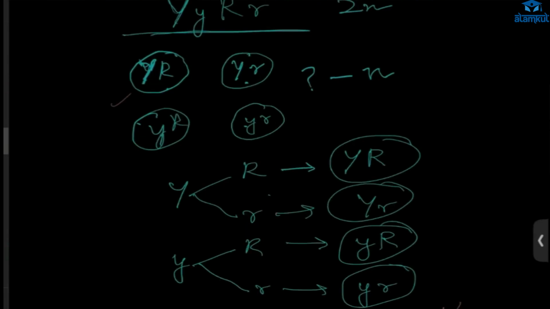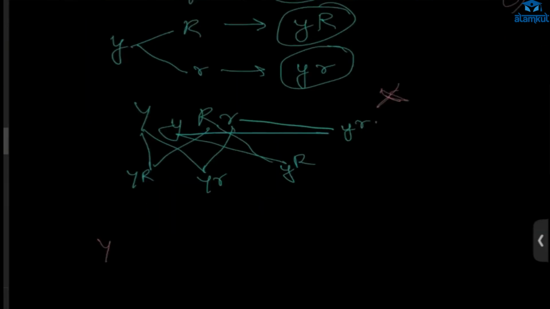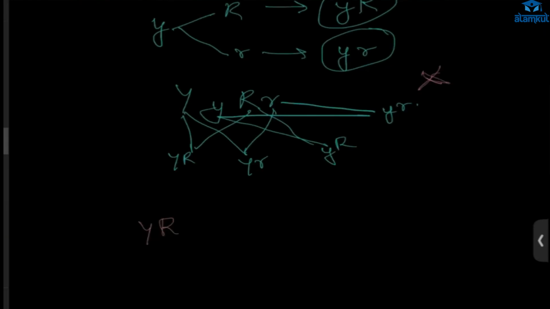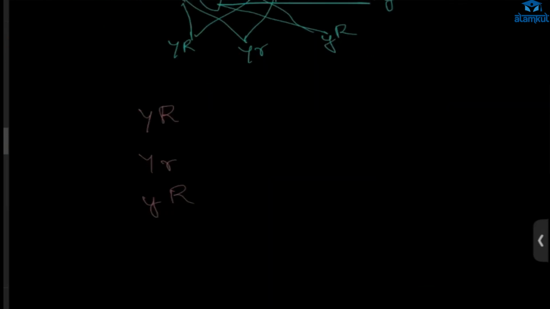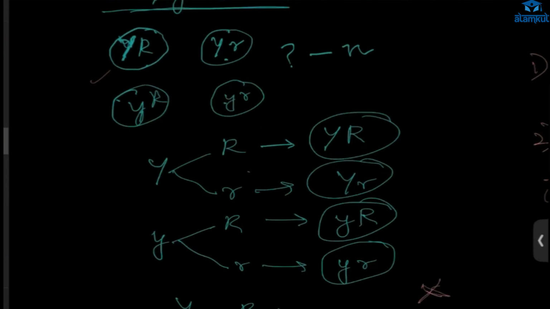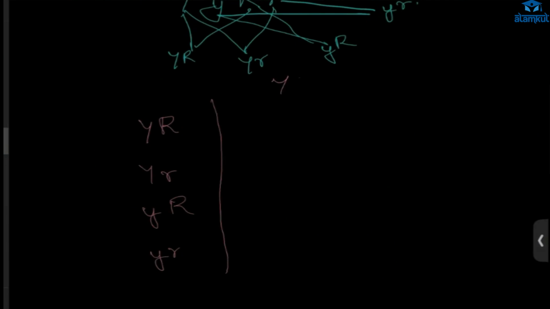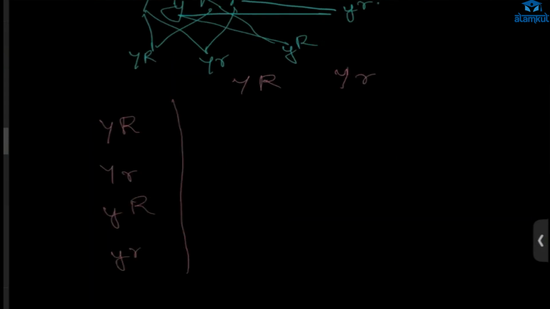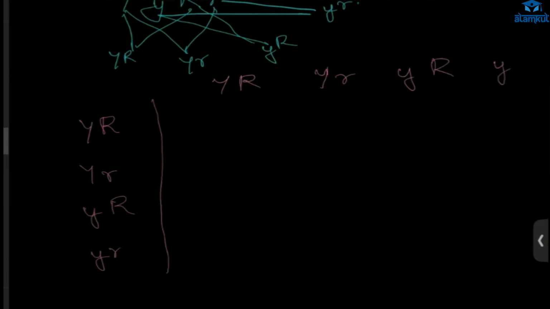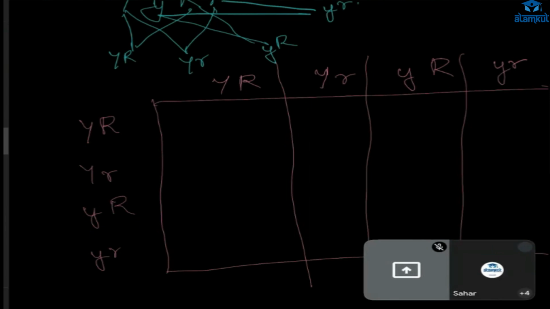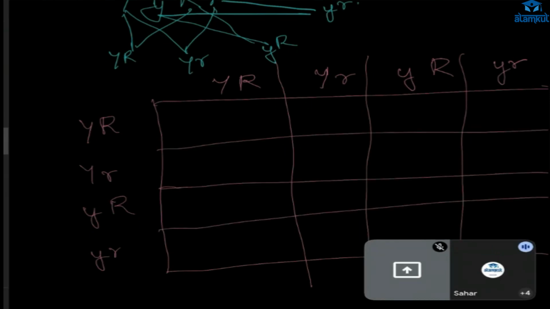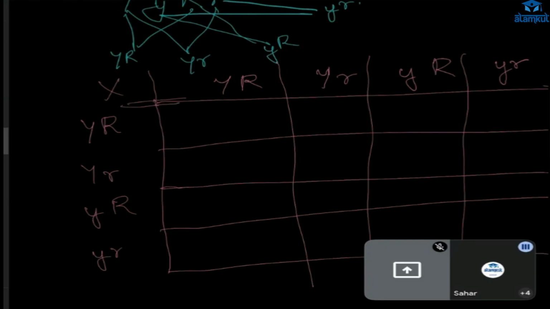Good. Now we got all these gametes, right? Capital Y, capital R. Then capital Y, small r. Then small y, capital R. Then small y, small r. From this we got, right? From the other one also we will get the same thing, right? Then we cross it. From this we will get our dihybrid cross. Now come on, both of you cross.